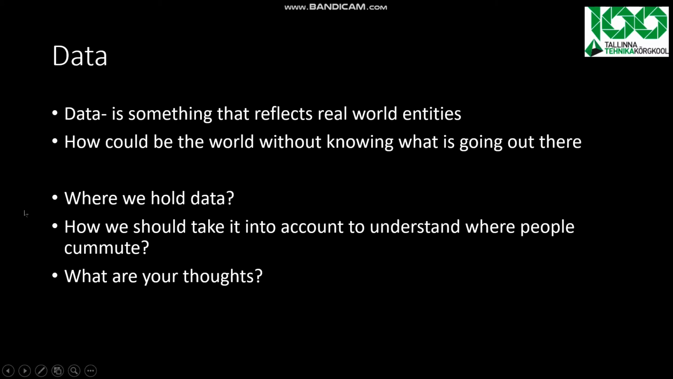What is data? You have, of course, heard about data, but what is data? Data is something that reflects real-world entities. So imagine a world where you don't know anything about what's going on. You need data, like how much the wind speed is, or how many raindrops there are per hour, how many inhabitants commute in the morning to their work, and where they work.